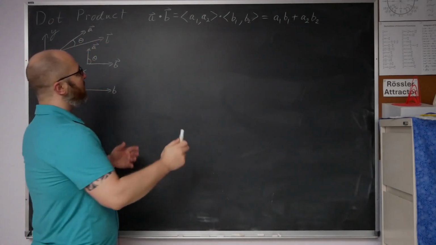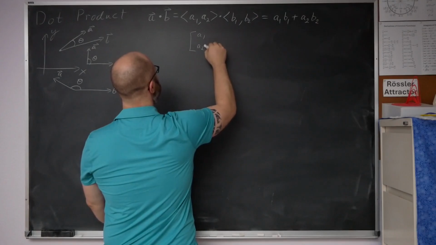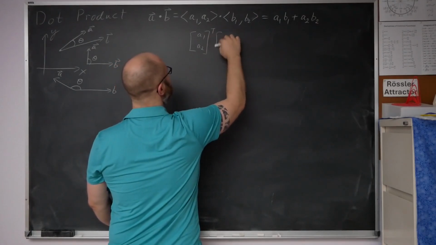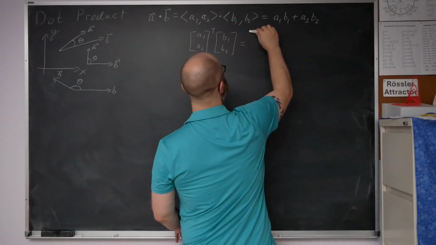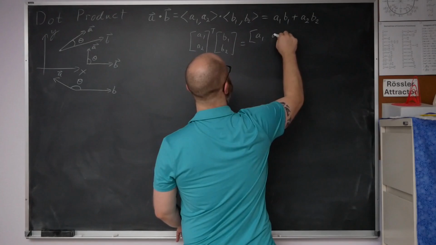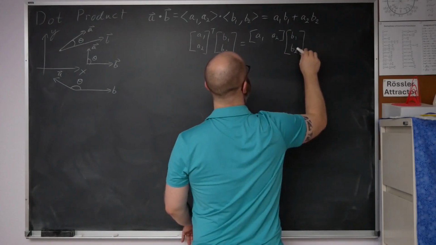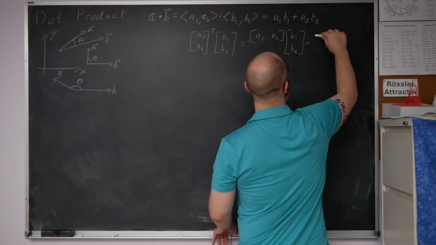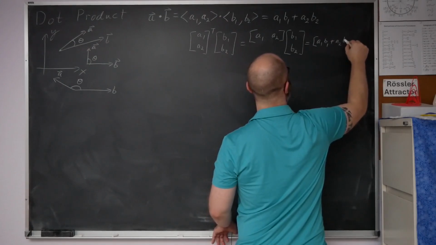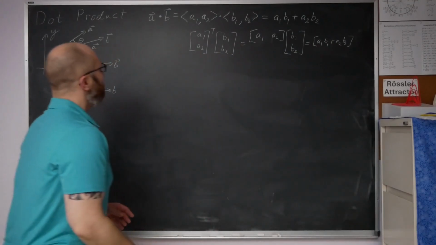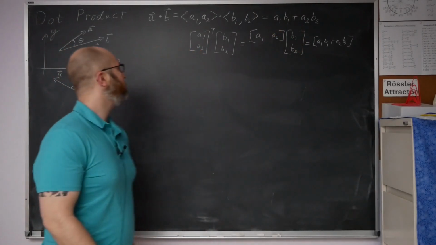And if you're doing this with matrices, another way to think of this is if you take A1, A2 transposed times B1, B2, then you get a row times a column, and you end up with a single element matrix, but it's A1 B1 plus A2 B2. But anyway, that's the computation. Take two vectors, dot them together, you get a number out, a scalar.